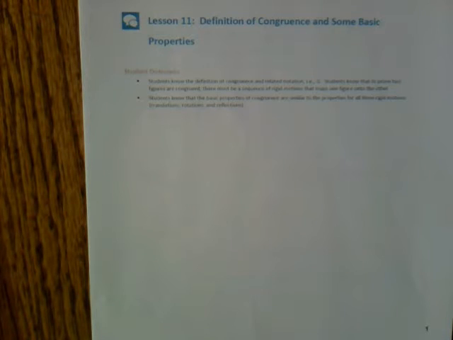Students know the definition of congruence and related notation. Students know that to prove two figures are congruent, there must be a sequence of rigid motions that maps one figure onto the other. Students know that the basic properties of congruence are similar to the properties for all three rigid motions: translations, rotations, and reflections.